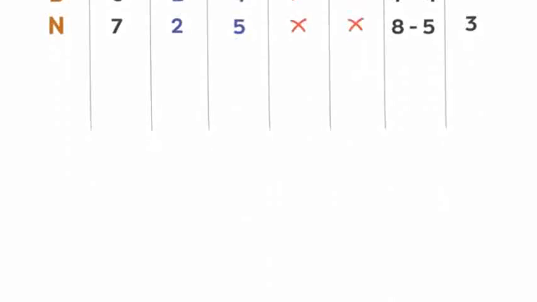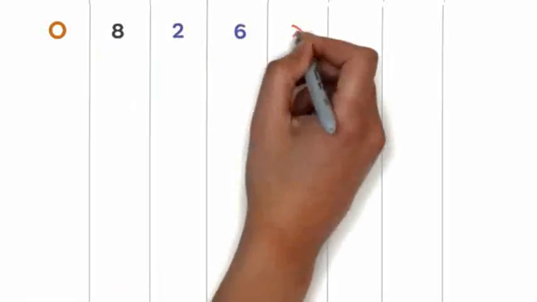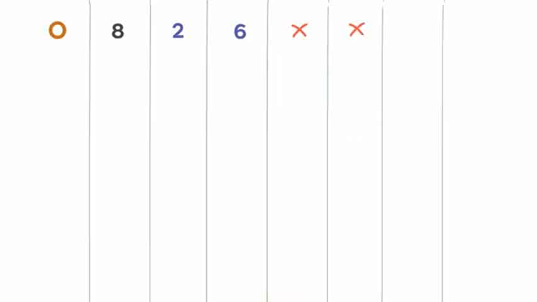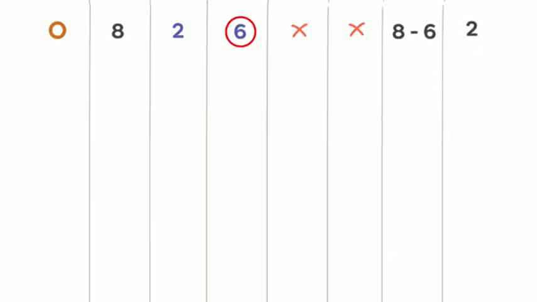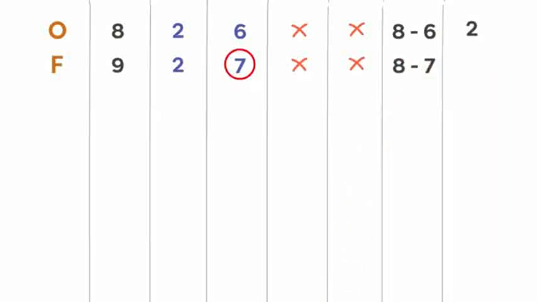The 8th element is oxygen and its atomic number is 8. There are 2 electrons in K shell and 6 electrons in L shell of oxygen. 6 is greater than 4, so 8 minus 6 is equal to 2. Thus the valency of oxygen is 2. The 9th element is fluorine and its atomic number is 9. There are 2 electrons in K shell and 7 electrons in L shell of fluorine. 7 is greater than 4, so 8 minus 7 is equal to 1. Thus the valency of fluorine is 1.